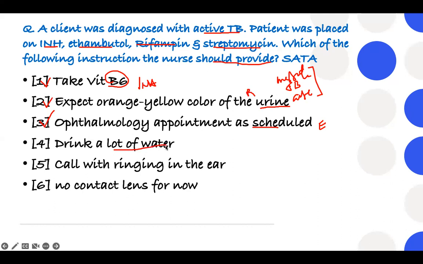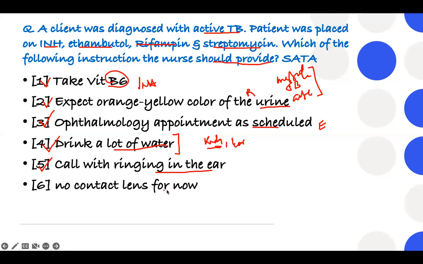Drink a lot of water. Why do I need to drink a lot of water? Then you look at it and say, streptomycin is an aminoglycoside. Therefore, it affects your kidney and your hearing. So nephrotoxicity and ototoxicity. Therefore, this is good. I need to drink a lot of water to prevent kidney injury. Call with ringing in the ear. This is consistent with streptomycin. So that's good. That's tinnitus, an early sign. Remember, when this medication causes a hearing problem, it is permanent. So you want to prevent it as much as possible.